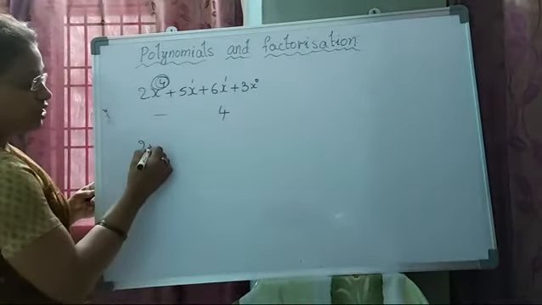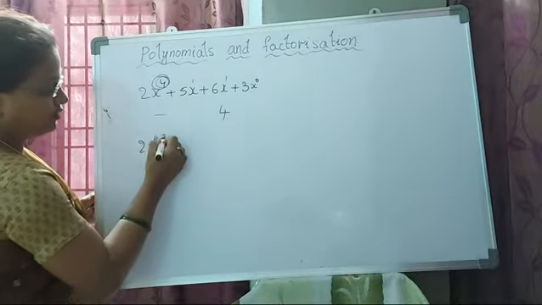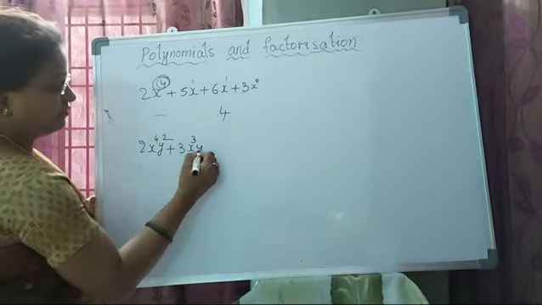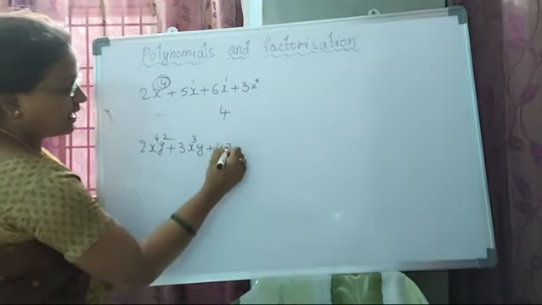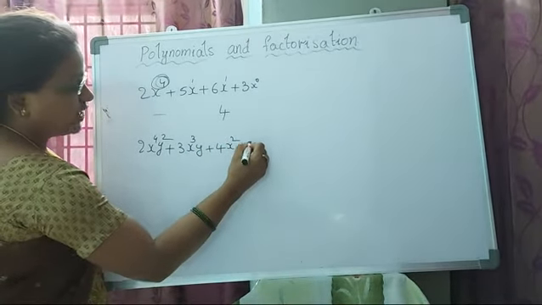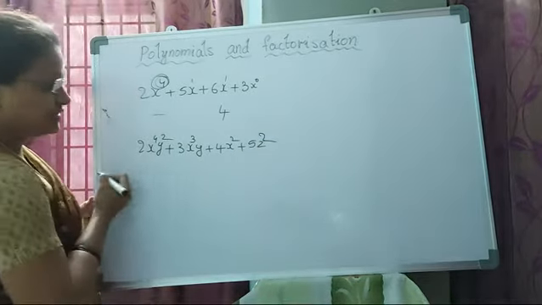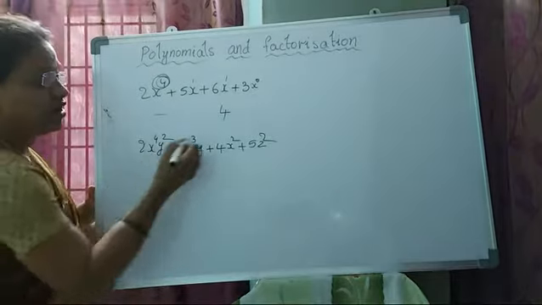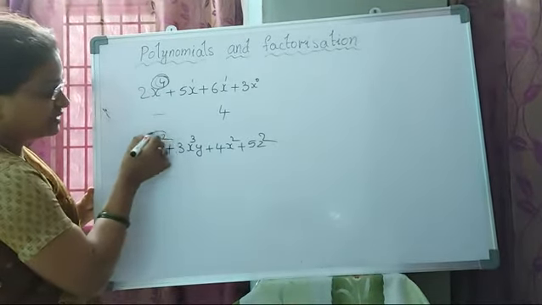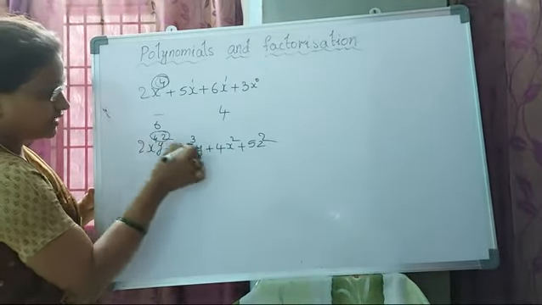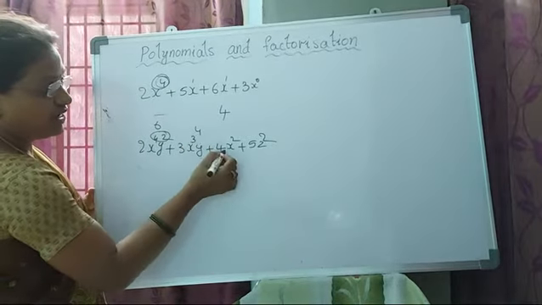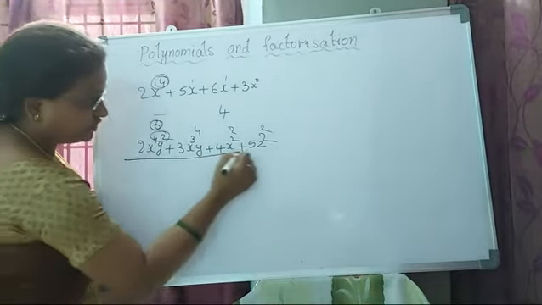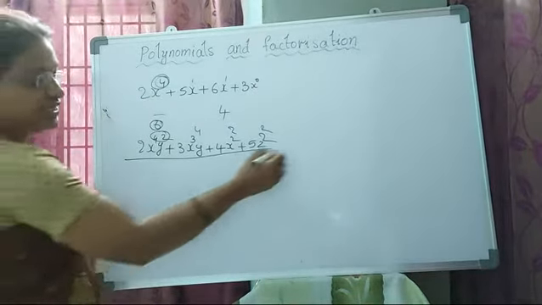For example, 2x power 4 y power 2 plus 3x cube y square plus 4x square plus 5z square. So what is the degree of this one? First see which is the highest degree of this particular polynomial. Here the degree is 6. Here the exponent is 3 plus 1, 4. Here 2. Here 2. Which is the highest one? 6. So the degree of this particular polynomial is 6.